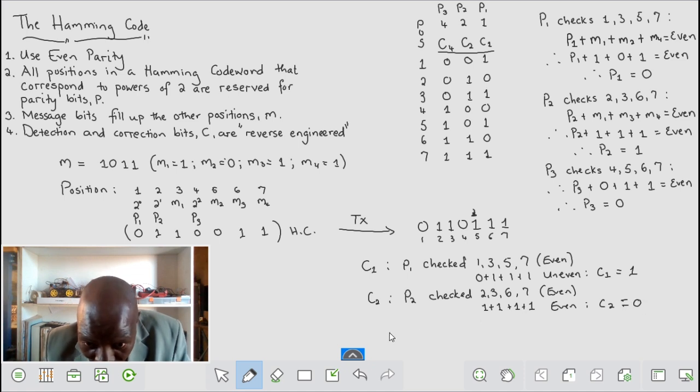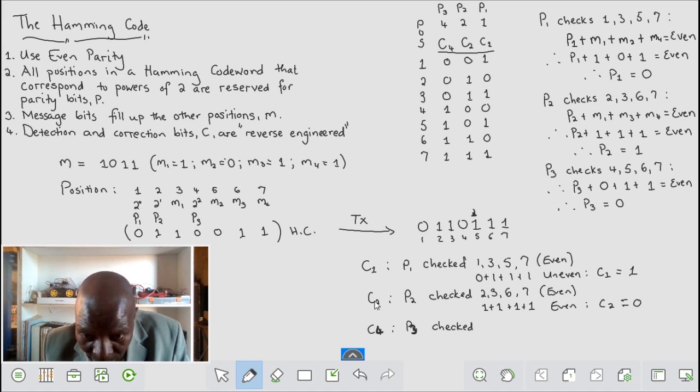Okay, now the last one, correction bit 4, comes from P4. Sorry, C4 comes from P3. I'm having it twisted. Position 3. Okay, C4 is because P3 checked.